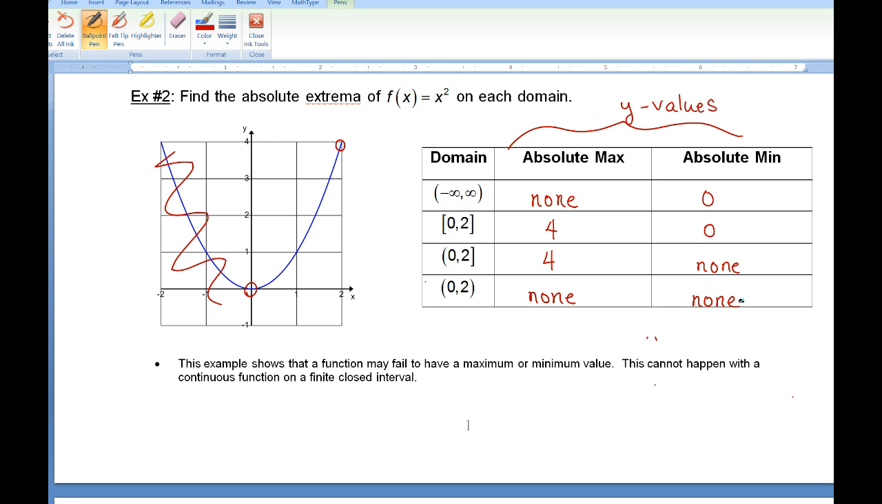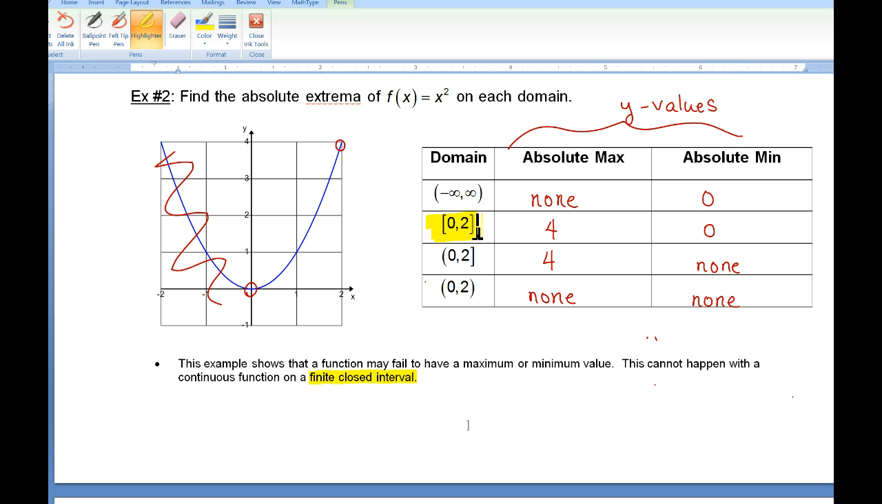This example shows that a function may fail to have a maximum or minimum value. This cannot happen with a continuous function on a finite closed interval. That's just my little note here. A finite closed interval would be this one. Notice whenever you have a closed domain, or brackets around the endpoints, we're going to have an absolute max and an absolute min. But if there are parentheses involved, we're not necessarily going to have that.